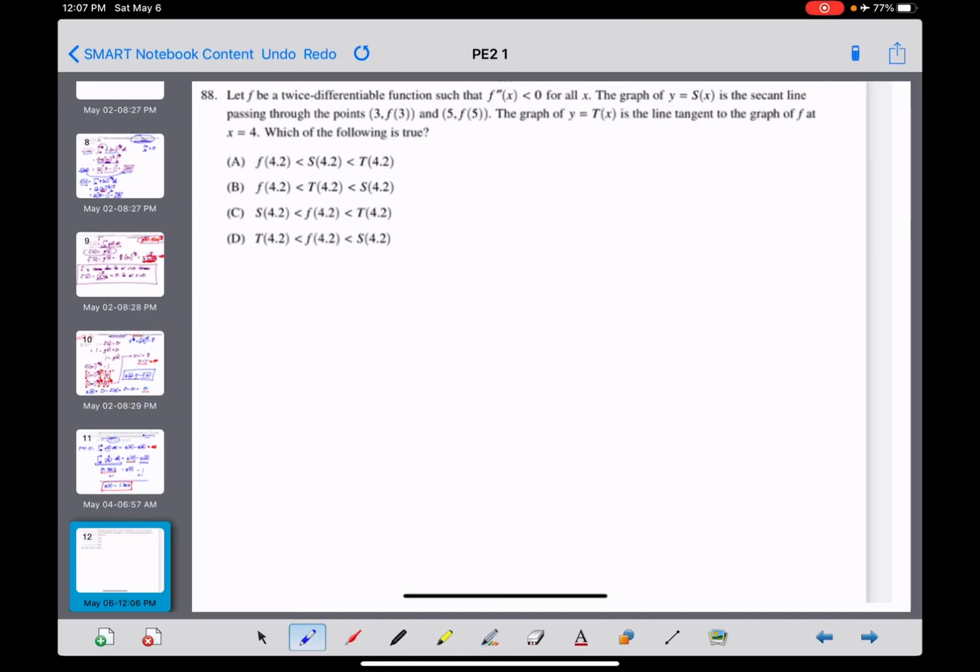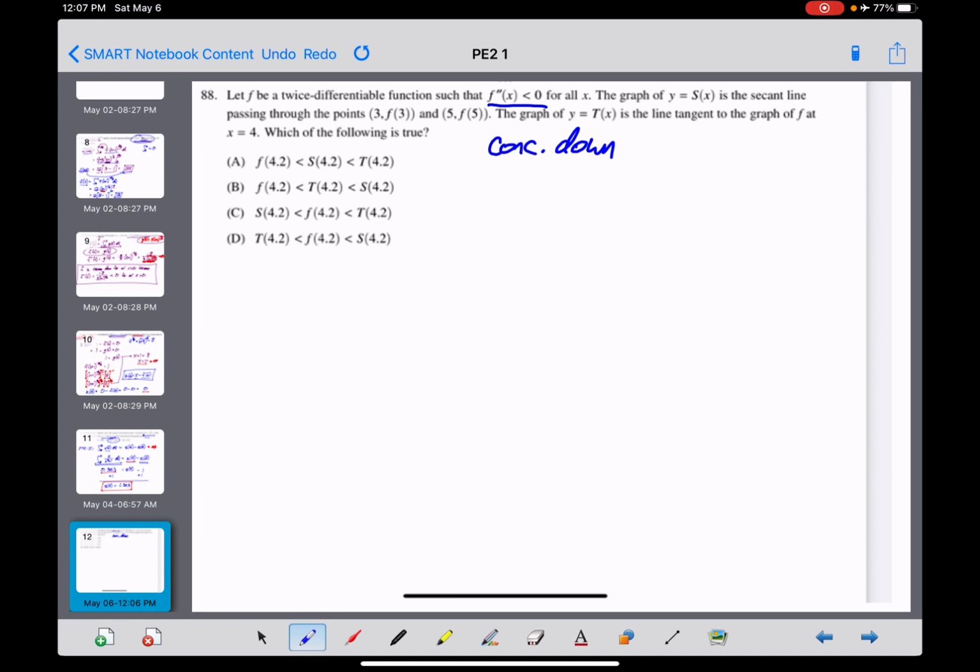Number 88 here is kind of a wordy problem, so they're giving you a theoretical function. They're not actually telling you what to deal with here, but they're giving you a decent amount of information about it. Let's see what's going on here. So f is a twice differentiable function, and our second derivative is going to be negative for all x. So that tells us right there that this curve definitely has to be concave downward.